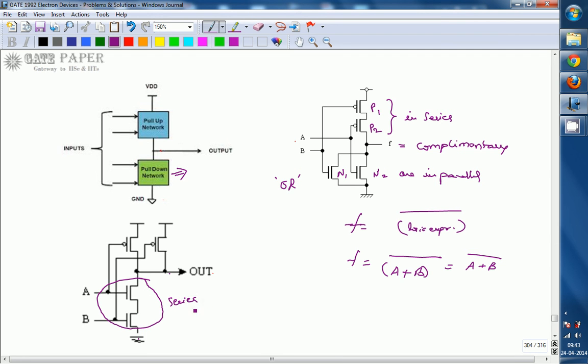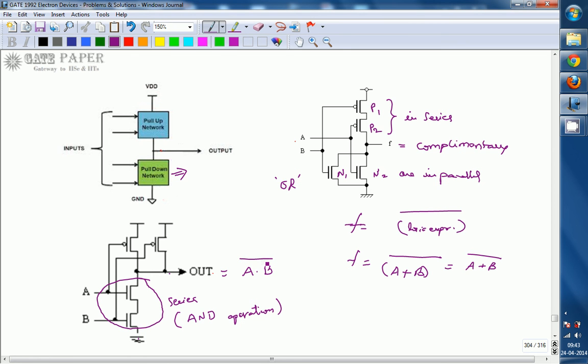Whenever they are in series, the operation performed is nothing but AND operation. This is the only point you should remember. If the NMOS transistors in the pull down network are in series, they perform AND operation. If they are in parallel, they perform OR operation. So now they are in series, so there is AND operation for the input supplied, and the output can be written as AND operation between the inputs with complement.